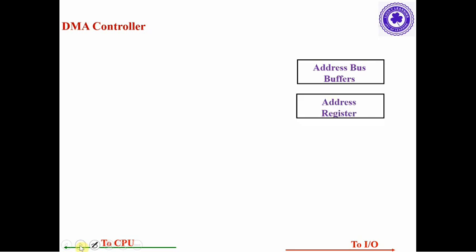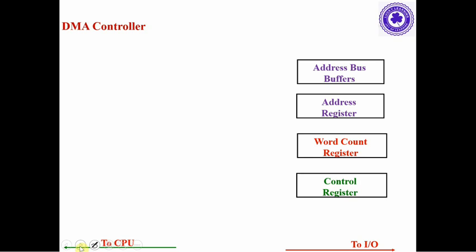Here you look at the DMA controller typical diagram. It requires an address bus buffer, an address register to hold the starting address of the memory, a word count register to store how many words are to be transferred, and a control register that will specify the direction of the transfer, whether it is read or write. And all these internal registers will communicate with the internal bus.